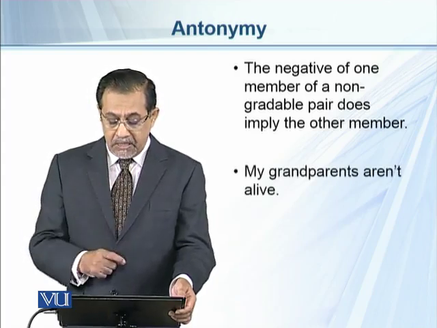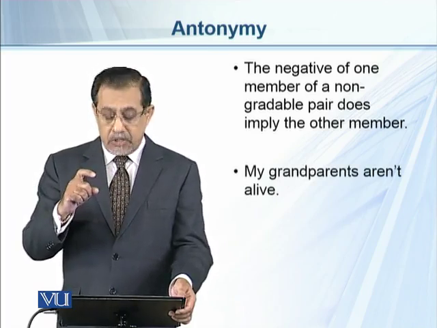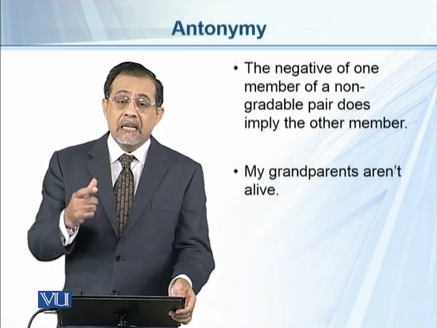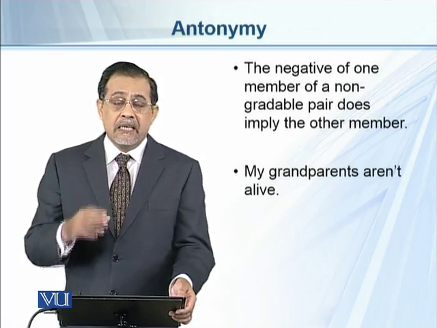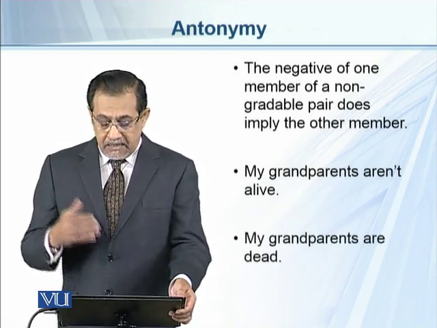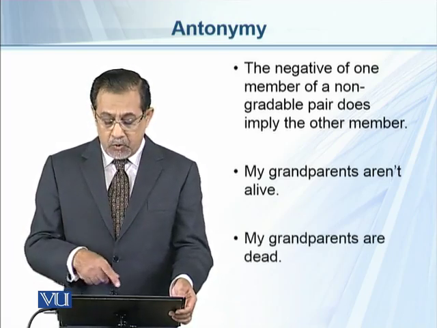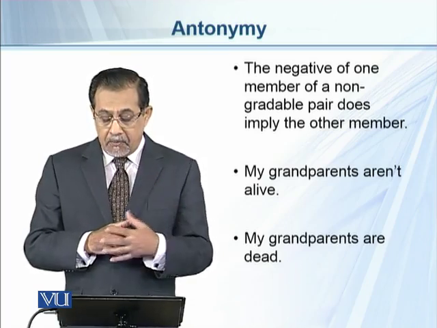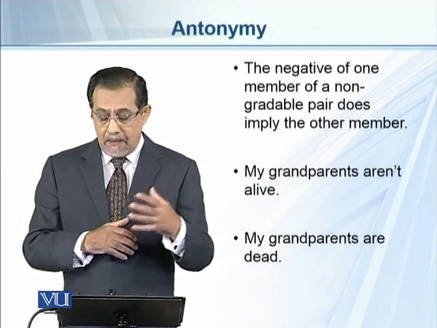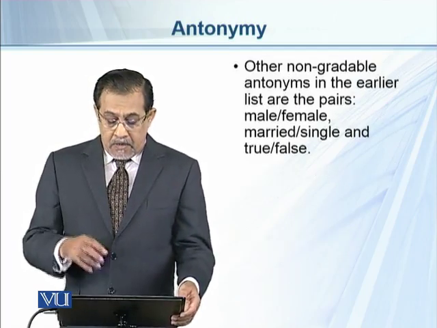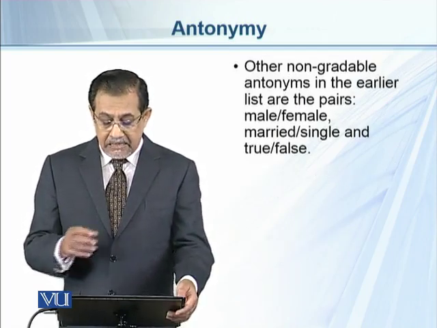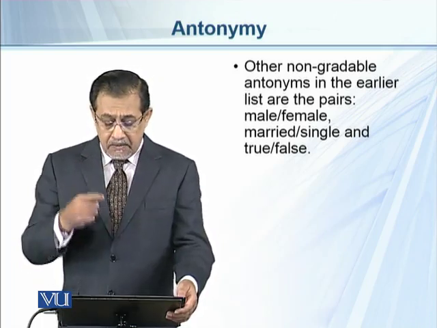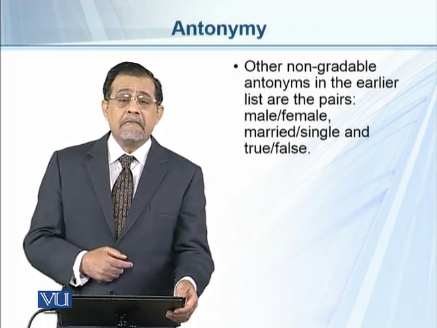For example, we say my grandparents aren't alive. So it's a negative with alive. So it means aren't alive. We can simply say that they are dead. So my grandparents are dead. So this is what we mean: the negative of one member of a non-gradable pair does imply the other member. Other non-gradable antonyms in the earlier list are the pairs male, female, married, single, true and false.